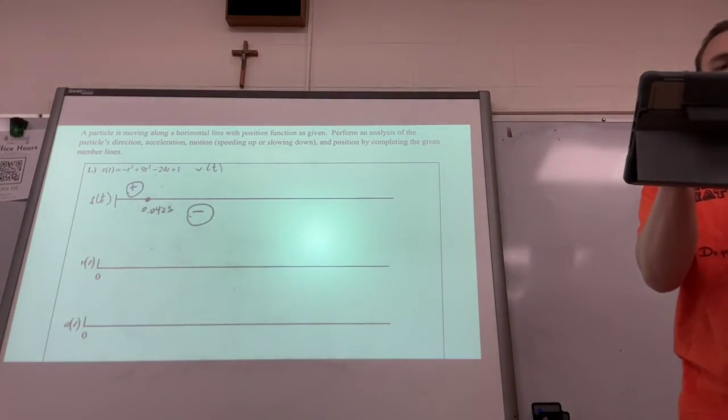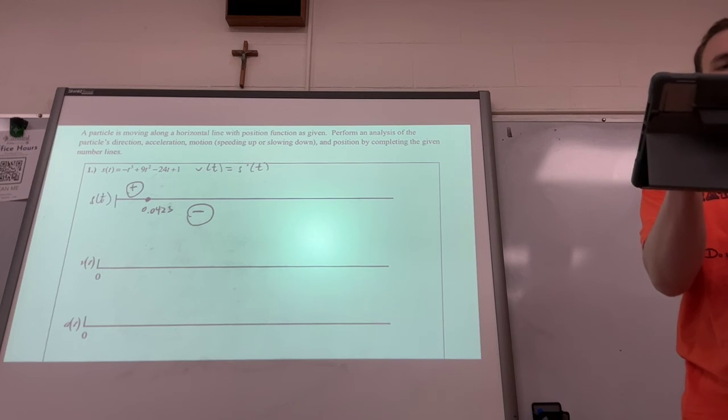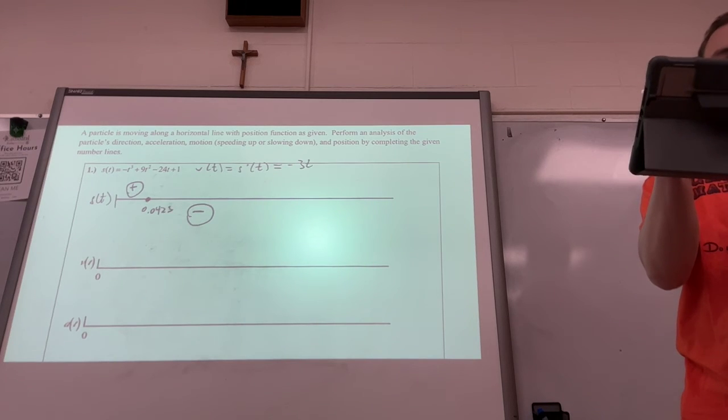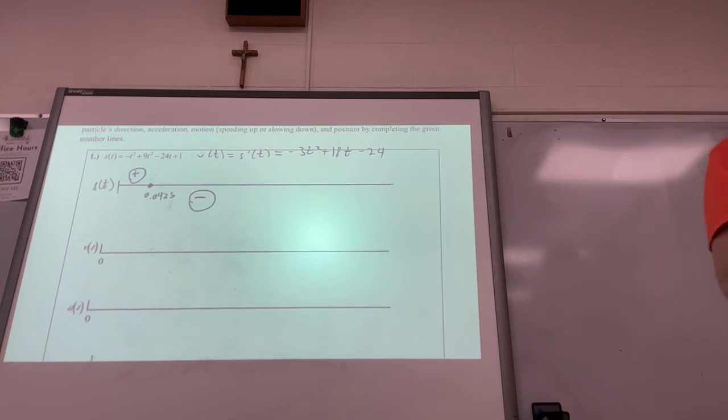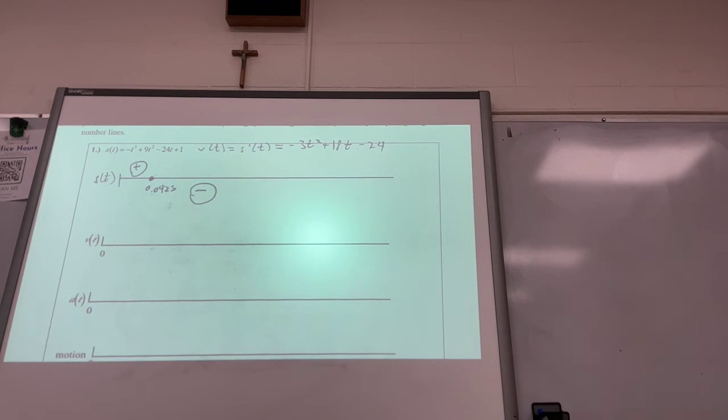So V of t equals s prime of t. Here it's going to be negative 3t squared plus 18t minus 24. And so we have our little number line for velocity. What are all the points we plot? In general, the zeros and the vertical asymptotes, and the zeros here are 2 and 4. You can find that by factoring or use the quadratic formula.